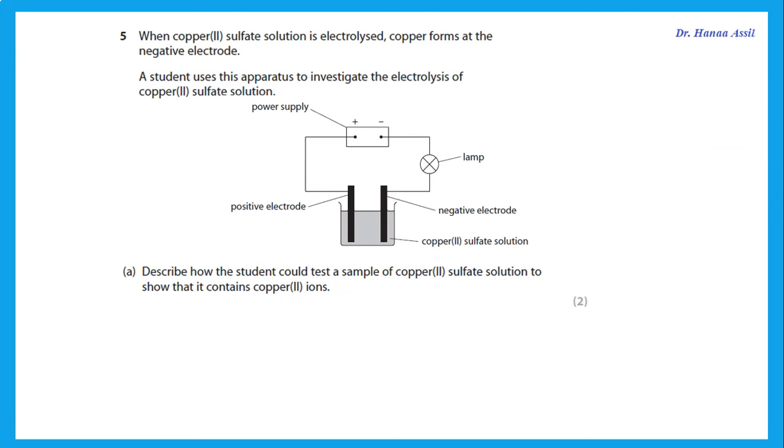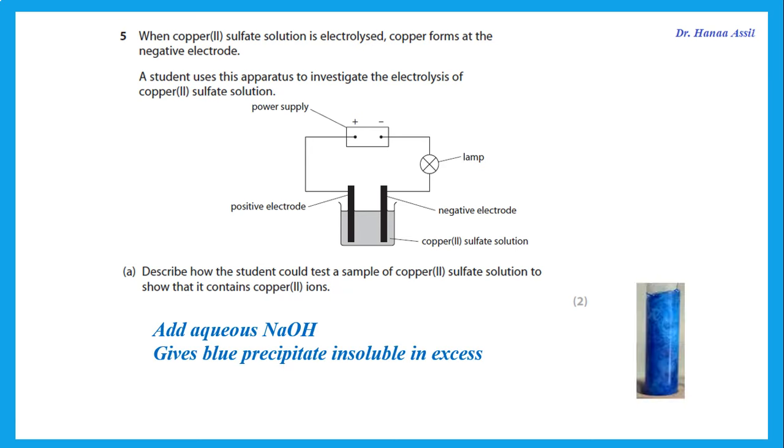When copper 2 sulfate is electrolyzed, copper forms at the negative. A student uses this apparatus to investigate the electrolysis of copper 2 sulfate. First, describe how the student could test a sample of copper 2 sulfate to show that it contains copper 2 ions. So what is the test for copper 2 ions? We should know. Add aqueous sodium hydroxide. It gives a blue precipitate insoluble in excess. That is the test to show that we have copper ions.